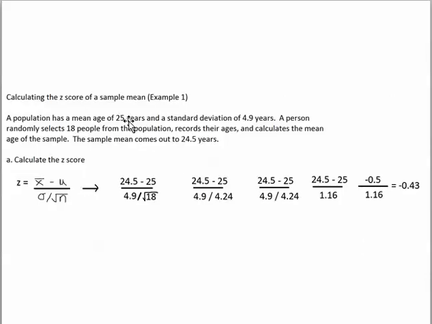Here's our first example of using this formula to calculate the z-score of a sample mean. In this situation, we're imagining that a certain population has a mean age of 25 years and a standard deviation of 4.9 years. We're also imagining that a certain person randomly selects 18 people from the population, records their ages, and calculates the mean age of the sample to estimate the population mean. This person doesn't know that the population mean is 25, but is trying to estimate that number, and the number that the person ended up calculating with his or her sample was 24.5.